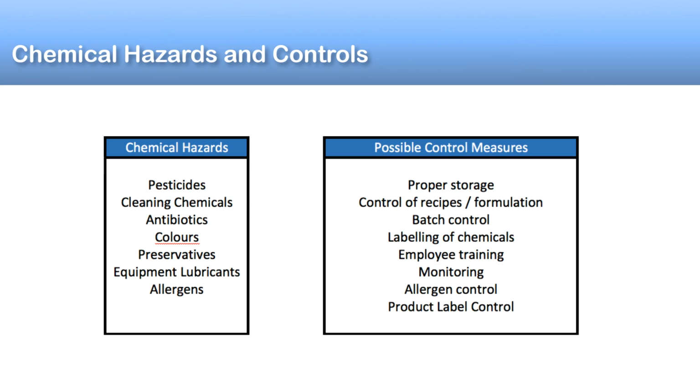To control chemical hazards resulting from pesticides, cleaning chemicals, excess antibiotics, colors, preservatives, or equipment lubricants, or, importantly, allergens, possible controls might include proper storage, control of recipes and formulation, correct batching, proper labeling, employee training, monitoring, and allergen control and label control.